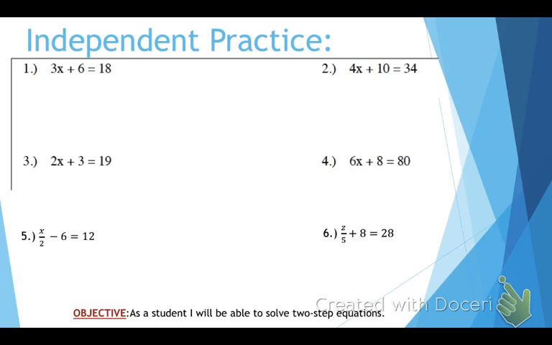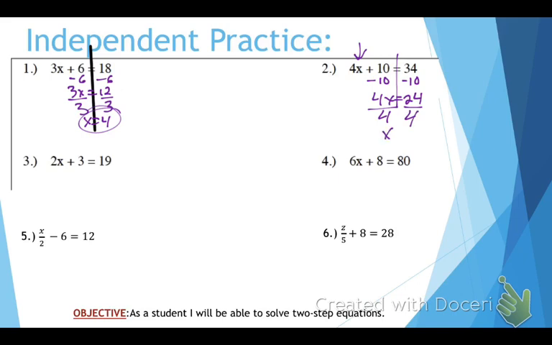All right, I'm back. Here we go. Let's check it. We're going to subtract 6 from both sides, which gives us 3x equals 12. You should have divided by 3 on both sides, and you should have gotten x is equal to 4. Number 2. Draw your line. Find the x's over here. Get rid of the adding 10 first. So you subtract 10. That gives you 24. 4x equals 24. How do you get rid of 4 times x? You divide by 4 on both sides, x equals 6.